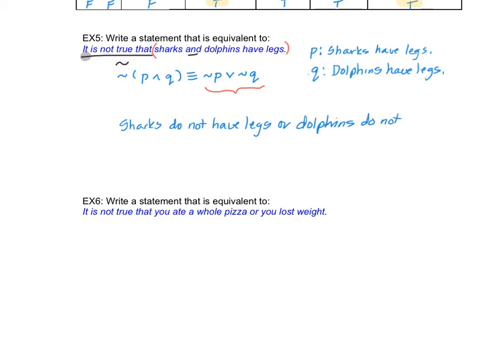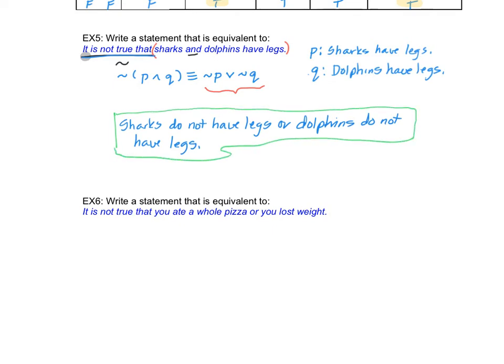So the caution is just be careful with the it is not true that. Let's see, sharks do not have legs or dolphins do not have legs. And that's fine. That would be a direct translation of the symbolic form, not P or not Q. If you want to clean this up using grammar rules, that's fine. But it's sufficient the way it is.